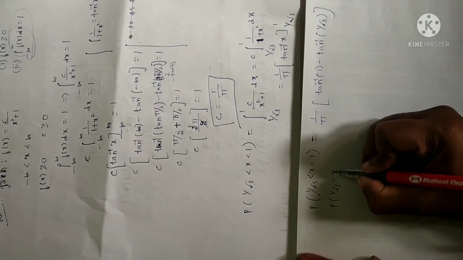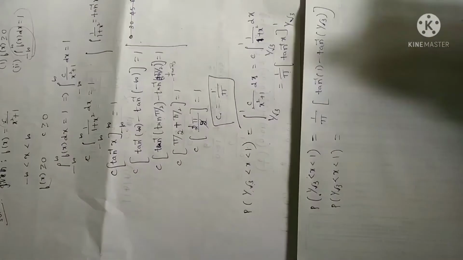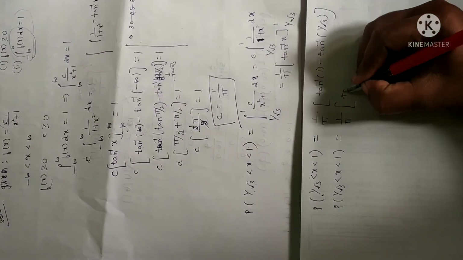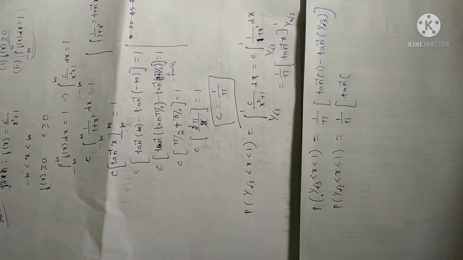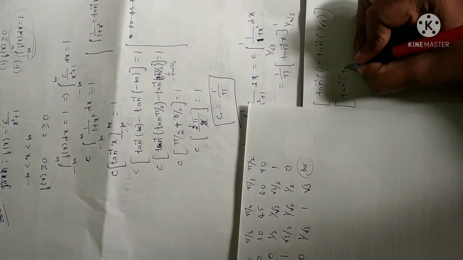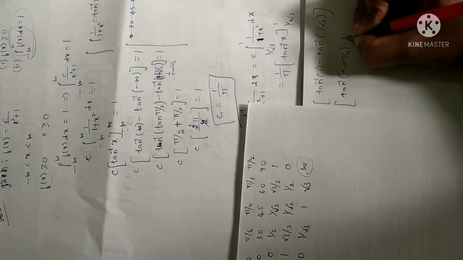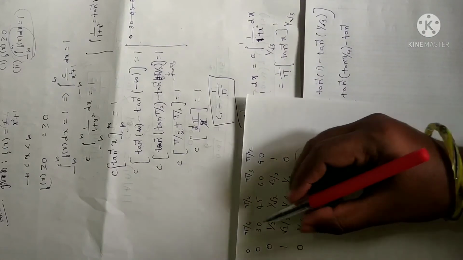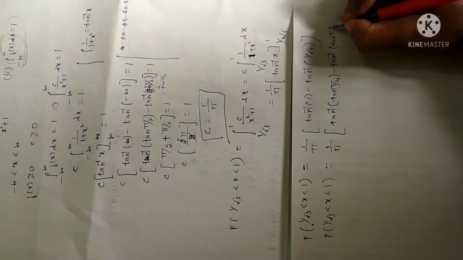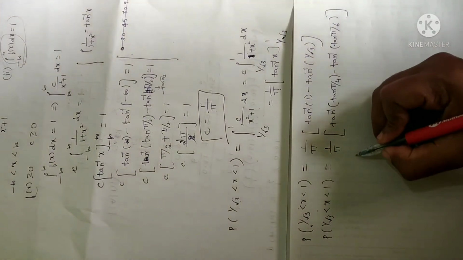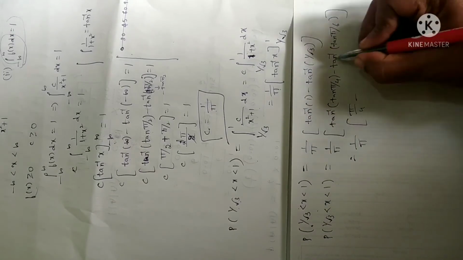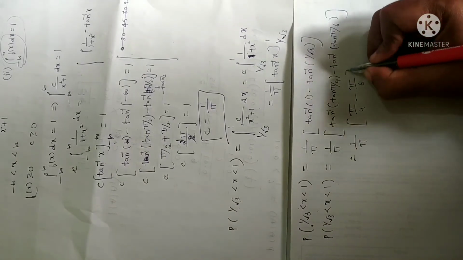1 by root 3 less than x less than 1 will be equal to 1 by pi into tan inverse of 1. We have to write 1 in terms of tan. Just now I have written here. So tan 1 is none other than tan pi by 4. I'll just write it as tan pi by 4 minus tan inverse of 1 by root 3, which is tan pi by 6. Right? So let me simplify 1 by pi as it is. Tan inverse and tan get cancelled. You will get pi by 4 here, minus tan inverse and tan get cancelled. You will get pi by 6 here.